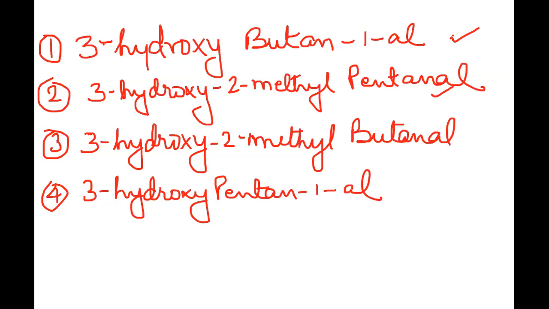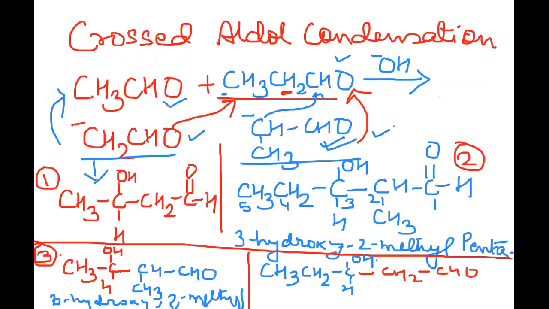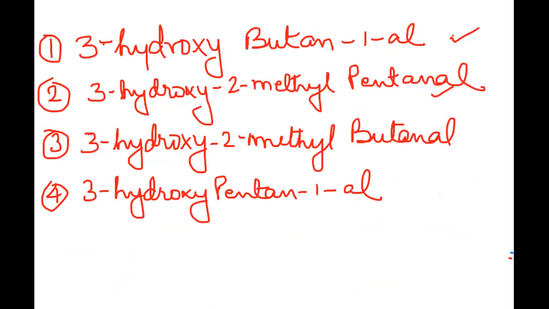Let me just check if what we have done is the same thing that we have done here. So this is 3-hydroxy 2-methyl pentanal. This is going to be 3-hydroxy pentanal. This is 3-hydroxy 2-methyl butanal, and of course this is 3-hydroxy butanal. So all the 4 compounds we have written. All right, so this is about crossed aldol condensation.